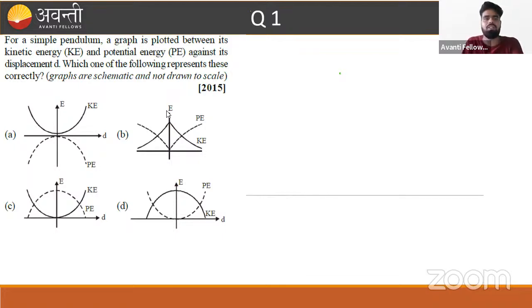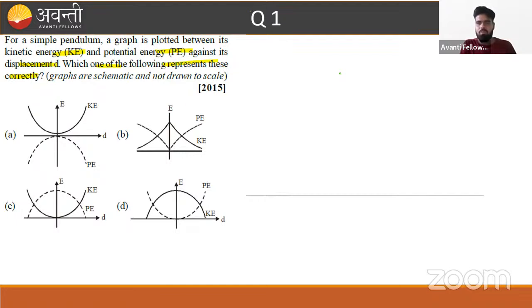Tell me the correct answer. Firstly, we have to read the question. You have 50 seconds to give the correct answer, and you can comment in the chat box whatever answer you are getting. For a simple pendulum, a graph is plotted between the kinetic energy and potential energy against the displacement. Which one of the following represents it correctly? Come on, what is the correct answer?